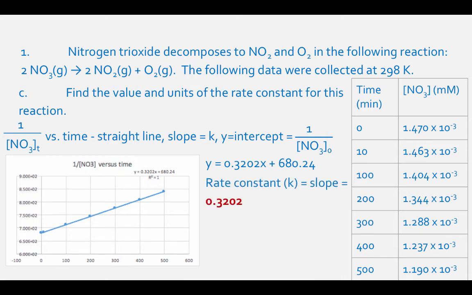To find the units of the rate constant, consider our rate law expression. Rate, which will be in the units of millimolar per minute, equals K times the concentration squared, which will be millimolar squared. The millimolar that was on top will cancel out with 1 of the millimolar that was on the bottom. And the units of K are 1 over millimolar times minute.